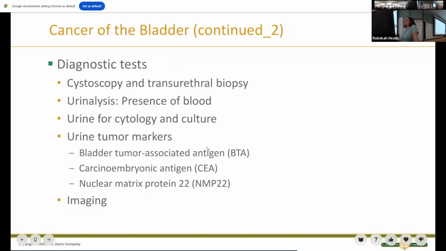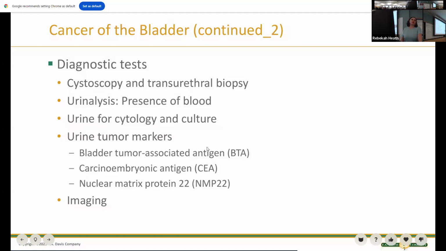Diagnostic tests: by the time they figure out what's going on, because it has such few symptoms early in the cancer, it's usually rather advanced. So they'll go in with a cystoscopy and they'll do a biopsy. They'll look for blood in the urine. They also do tumor markers.